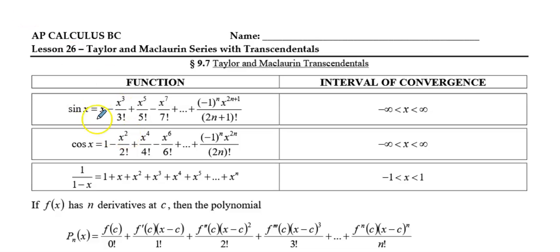Remember that sine is an odd function, and so that's an easy way to remember that sine has all odd exponents. Cosine is an even function, so it has all even exponents, and then our very awesome 1 over 1 minus x is just very simply 1 plus x squared plus x cubed. 1 over 1 plus x, we just flip the signs of the polynomials where we have an odd degree. So this would be a negative, this would be a negative, and this is a negative.